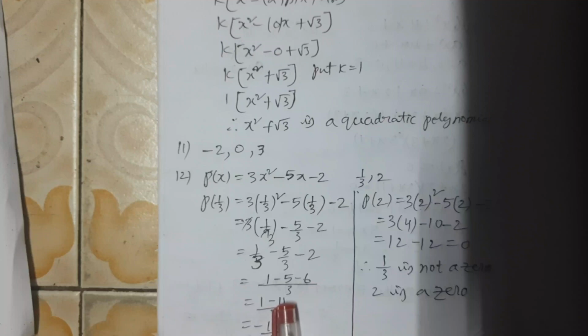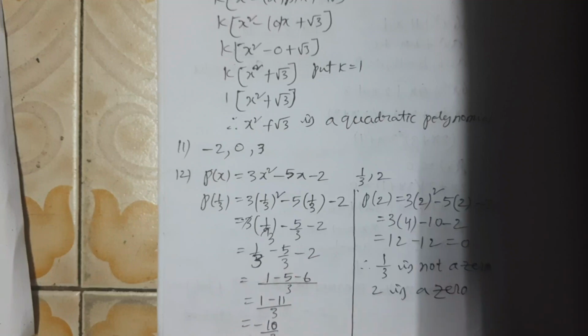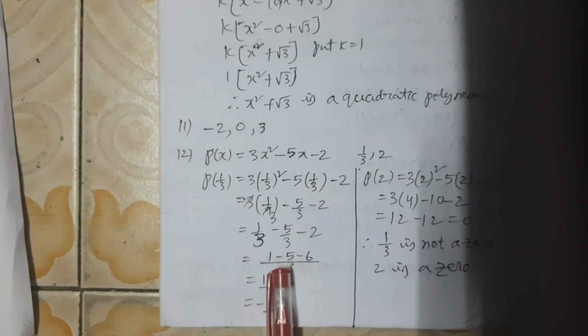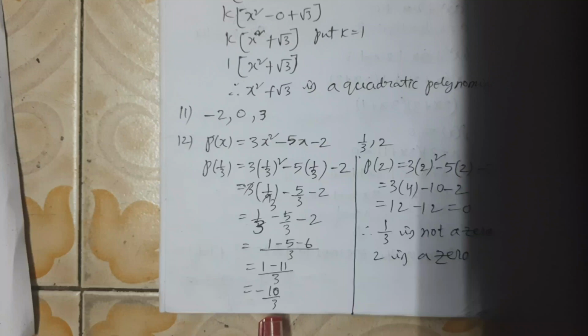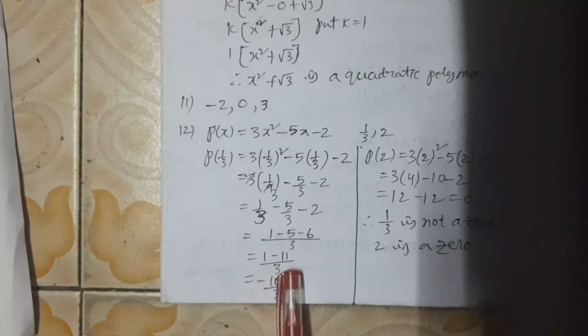So you do LCM for these, all these 3 only. So 1 minus 5, minus 2 threes are 6, so minus 6 coming. Now these are two negative numbers, add these 5 comma 6, 11 will come, but both are negative sign. So 1 minus 11 by 3. 1 minus 11 means minus 10 by 3. Actually minus 10 by 3 is not a 0, you know already. That's why some value is coming, and that's why 1 by 3 is not a 0.